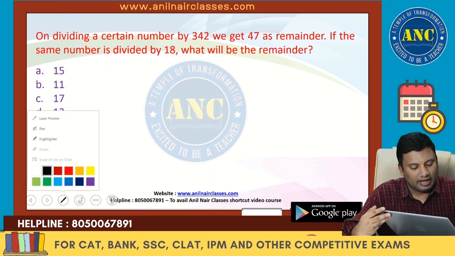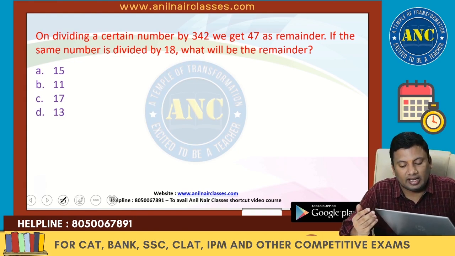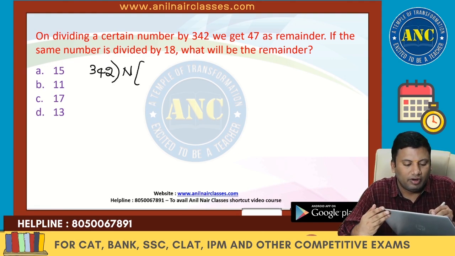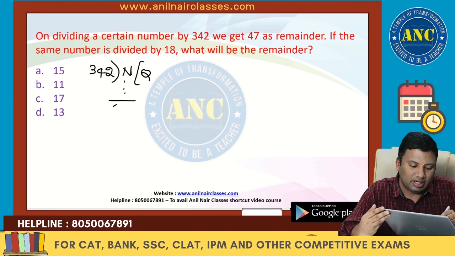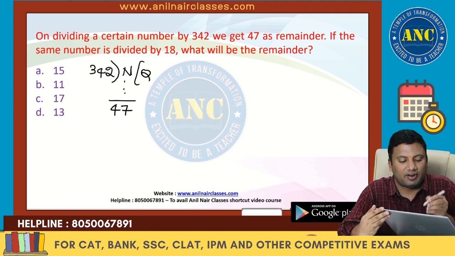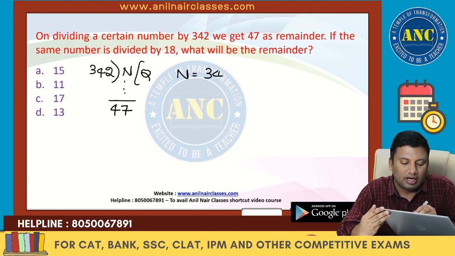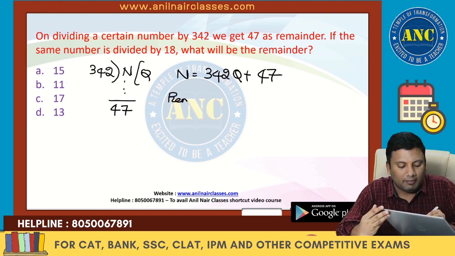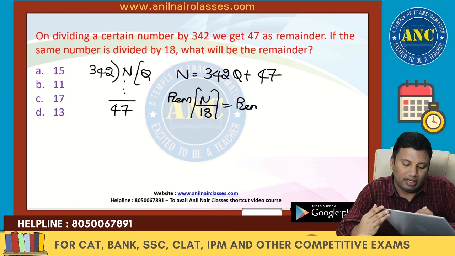Next question. Read the question. On dividing a certain number by 342, there is a number getting divided by 342. We do not know the quotient, but according to the question, the remainder is 47. Dividend equivalent to divisor into quotient plus remainder: 342q plus 47. What is the remainder when it is divided by 18? This is nothing but remainder of 342q plus 47 divided by 18.